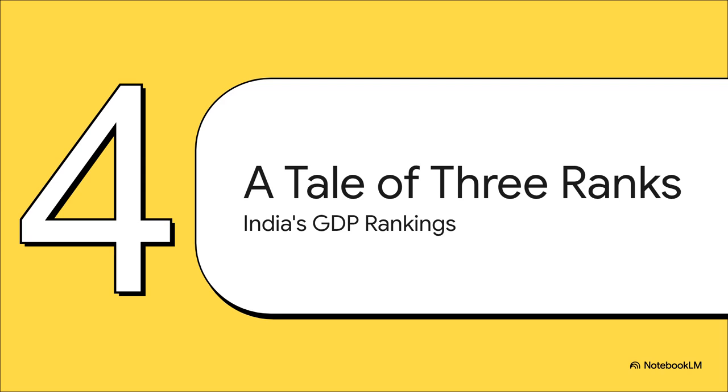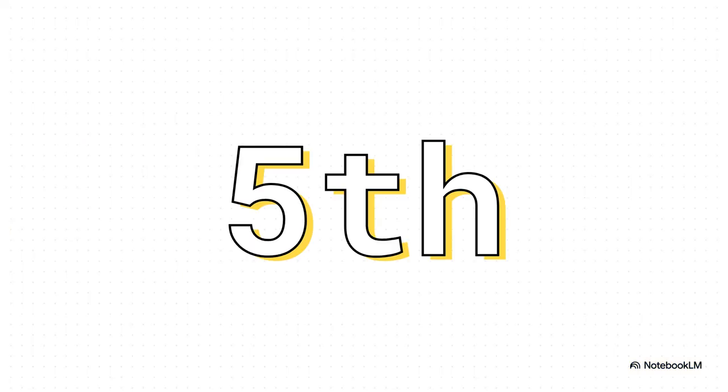So we know India is fifth by nominal GDP. But hold on, because this is where the story takes a really fascinating twist. That number, it's just one part of a much bigger picture. Because depending on how you look at it, you get a tale of three very, very different ranks. First, you've got our headline number, fifth in the world. This is nominal GDP, the raw total value of everything produced. It's a measure of the economy's sheer size and power on the world stage.